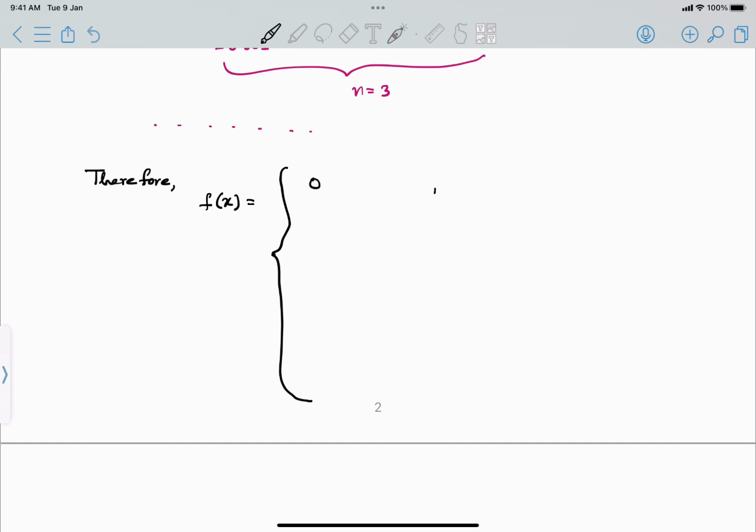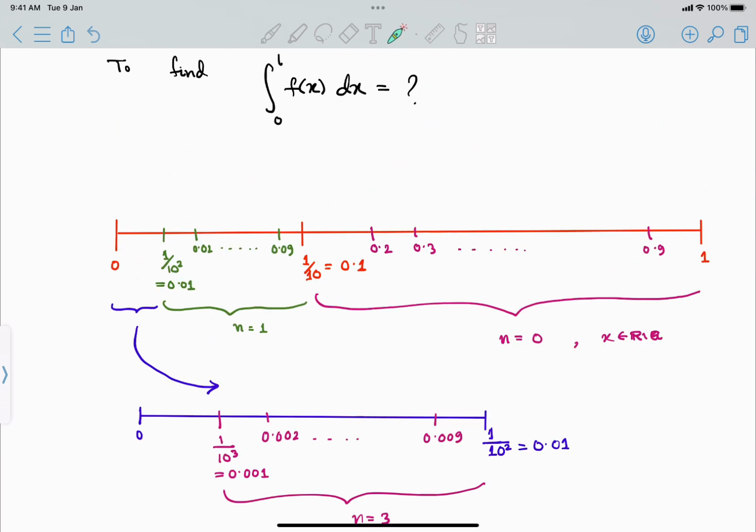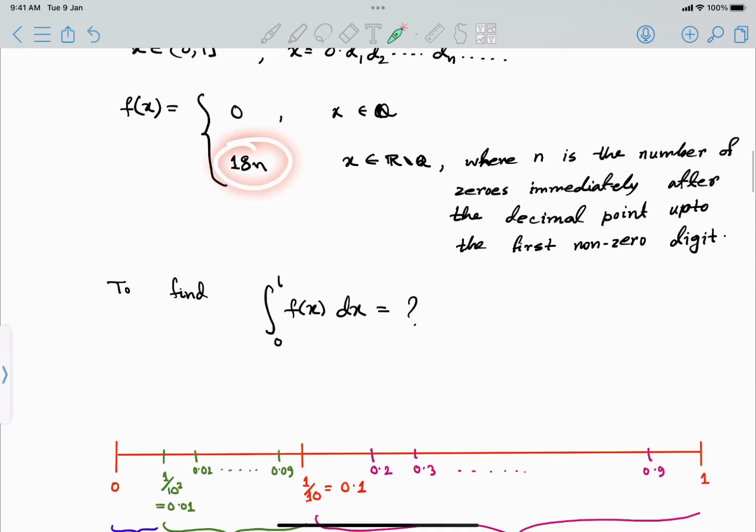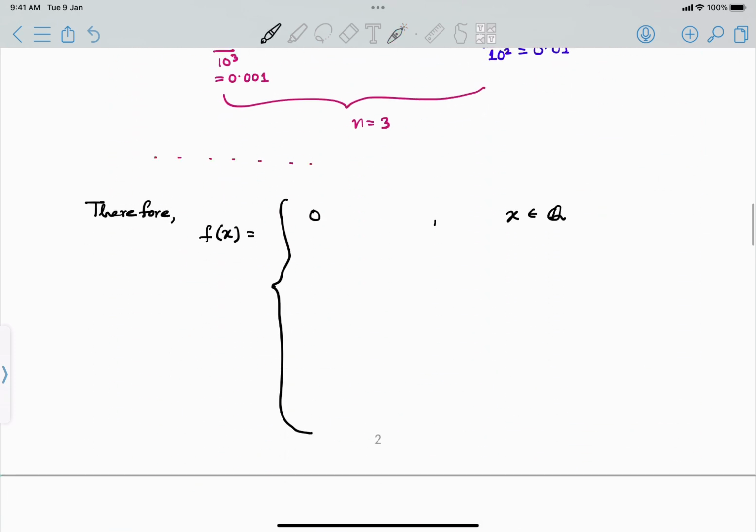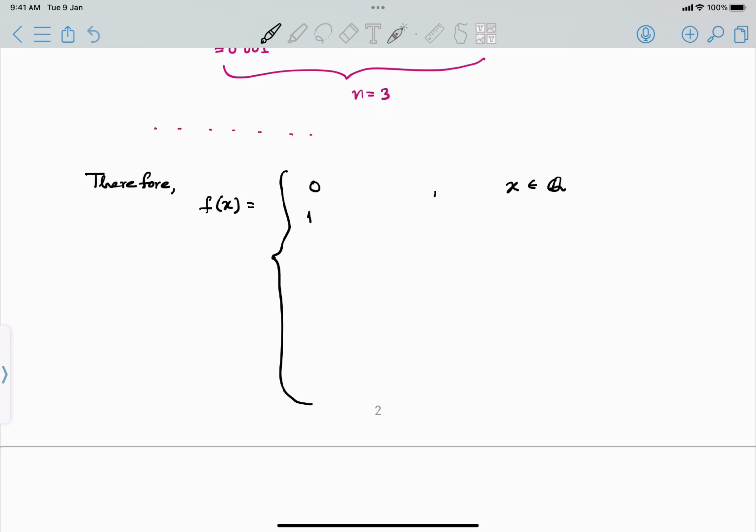So this is 0 if x belongs to the rational numbers, since the function takes the value 0 there, and in this part n is 0. If x is between 1 by 10 to 1 and irrational, then n is 0, so 18n will become 0. So in this part it is also 18 into 0, so this is 0 if x belongs to 1 by 10 to 1, intersection irrationals.